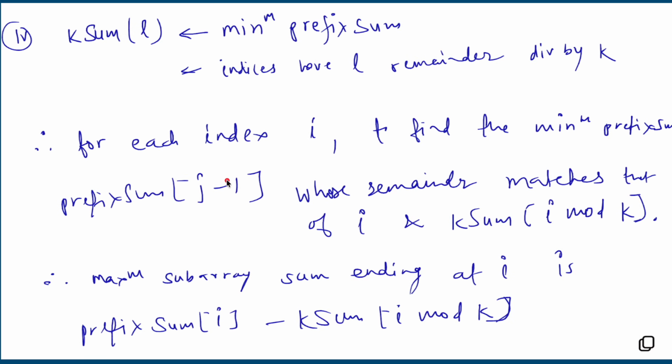So we'll say okay, fine. If you define kSum at i mod k, this will be the same as what we are talking about. If you want to find the minimum prefix sum, meaning prefix sum j minus 1 whose remainder directly matches kSum i mod k, right? So the maximum subarray sum ending at i is prefix sum at i minus kSum i mod k, you will say that, right?